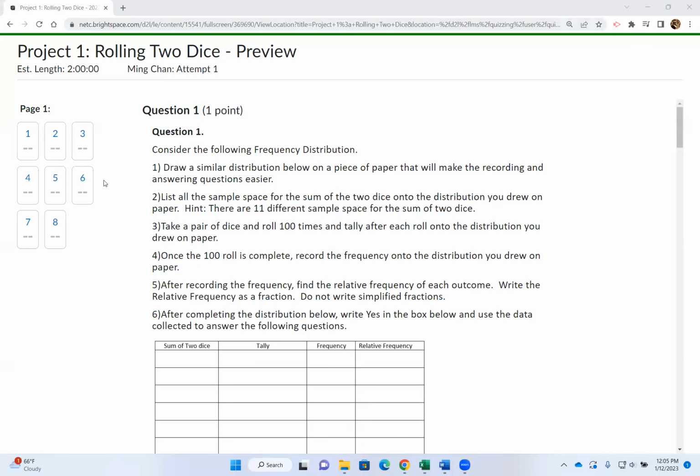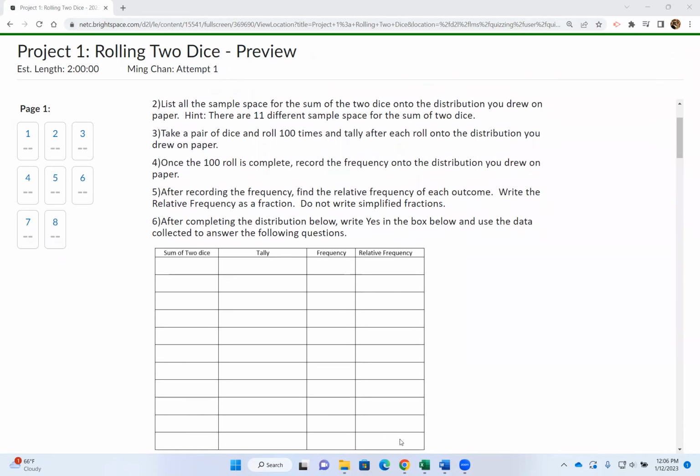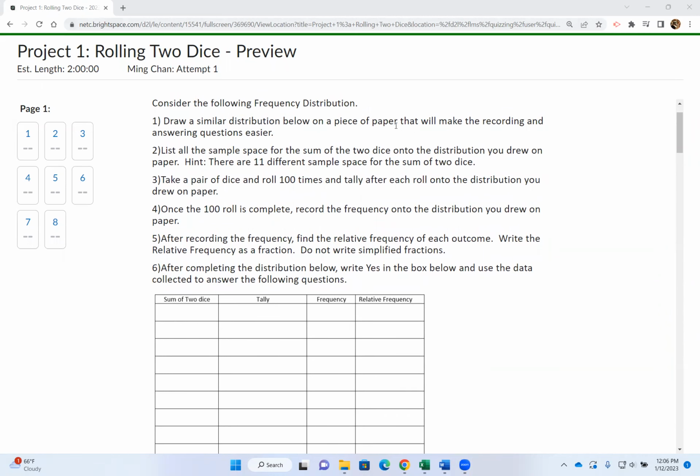Hi everybody. In this video, I'm going to explain a little bit about what you need to do for this project number one, rolling two dice. All right. So consider the following frequency distribution. Number one, I want you to draw a similar distribution below on a piece of paper. So draw a table that looks just like this on a piece of paper.